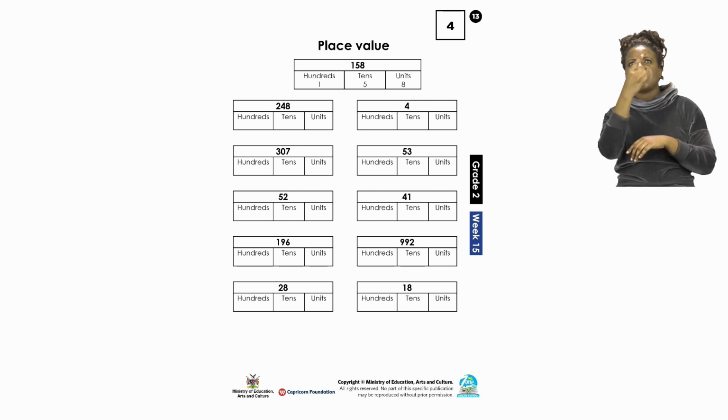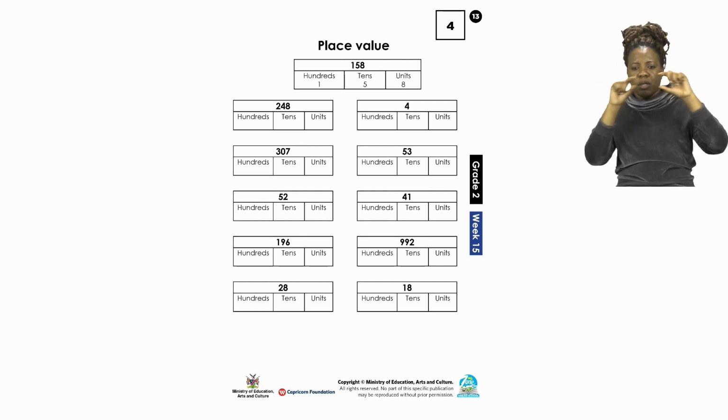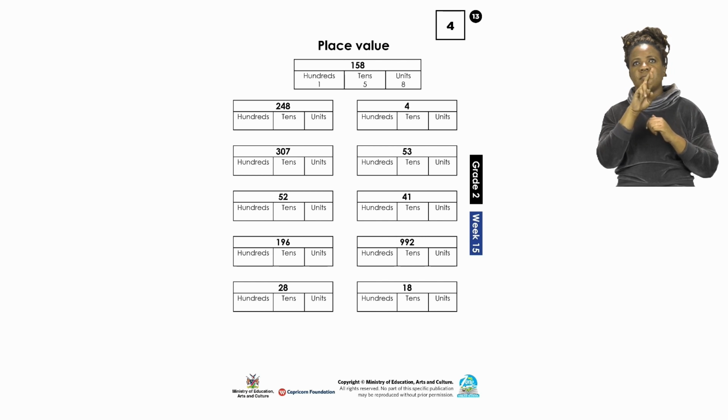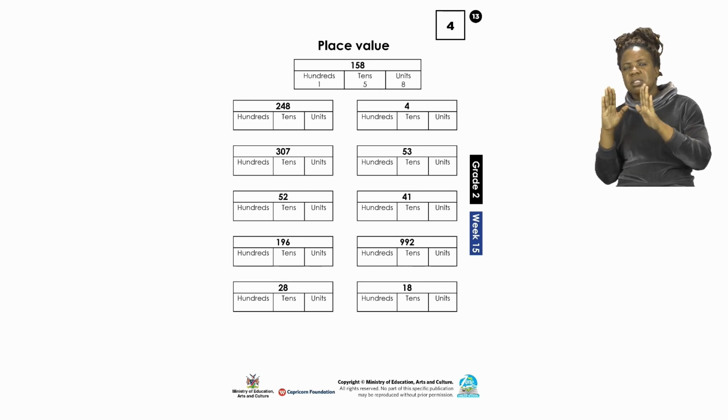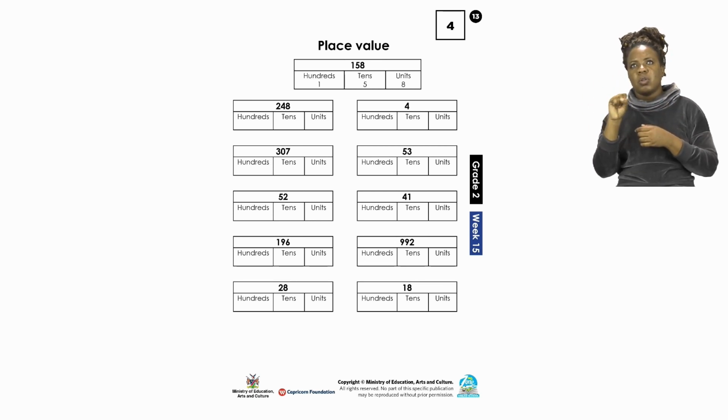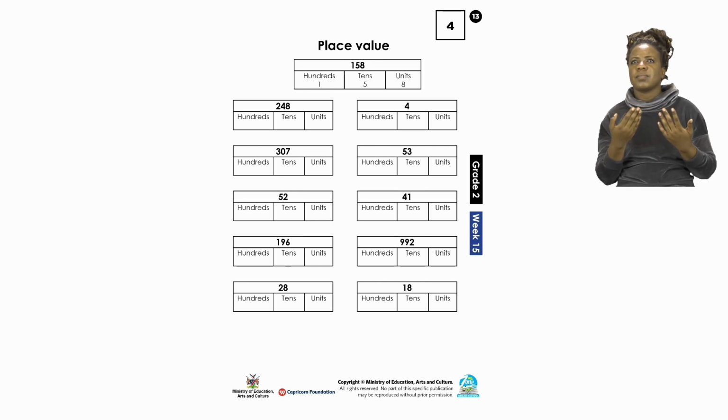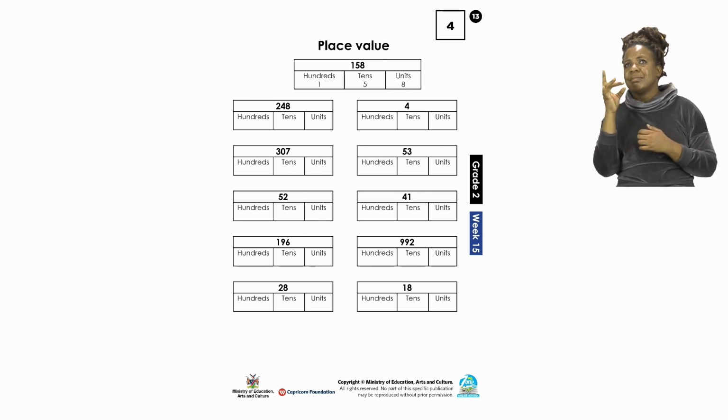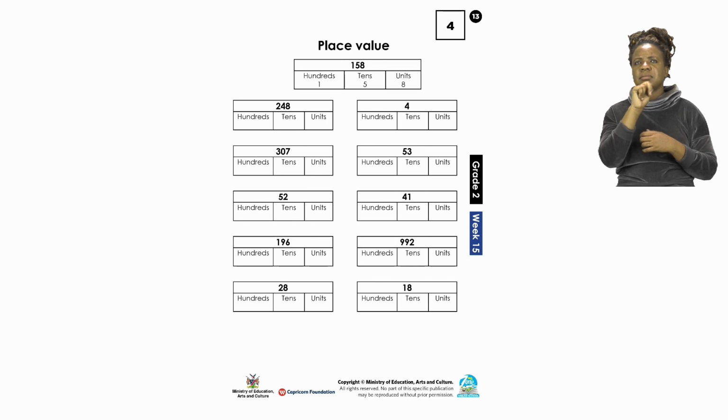Now remember, boys and girls, every time you see a place value, you must always start with units, then go to tens, and then hundreds. That way, you will place the numbers correctly. So please start every time with units. For the example, we can see that our units are 8, and then our tens are 5, and our hundreds is 1. So take your time, boys and girls, with this one.